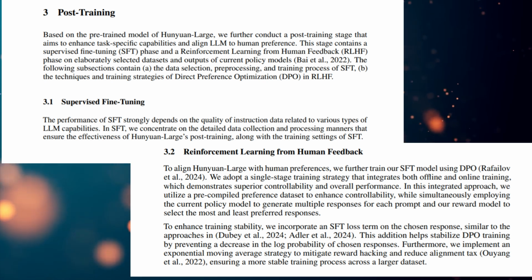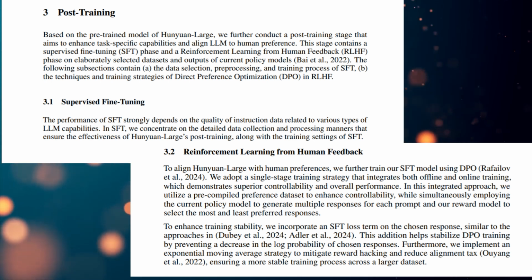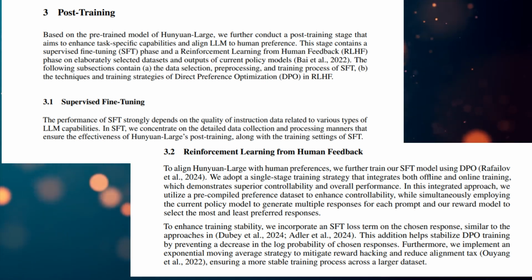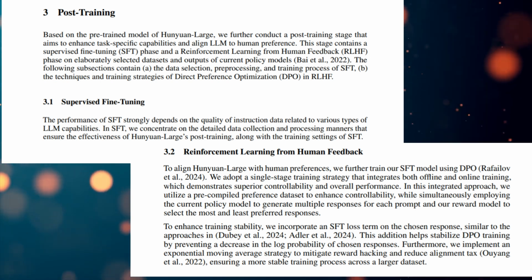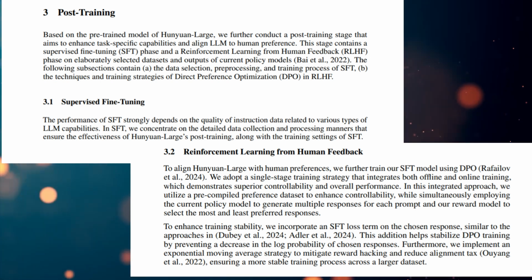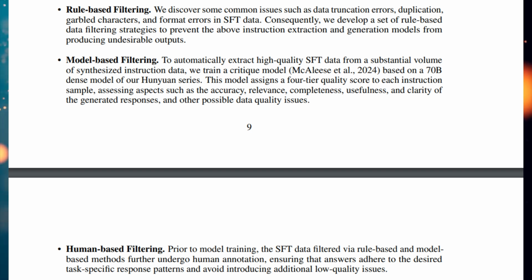The paper highlights the importance of data quality in both pre-training and post-training. What measures were taken to ensure high-quality data? Rigorous data filtering was crucial. We used rule-based filtering, model-based filtering using a critique model, and human-based filtering to remove low-quality or biased data. For the SFT data, we also focused on instruction extraction, generalization, and balancing to ensure a diverse and representative dataset.